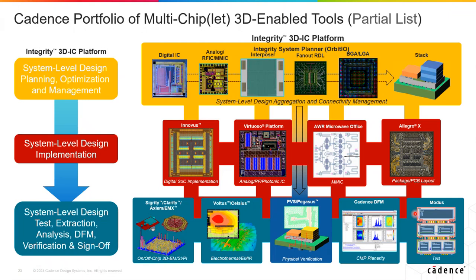Okay, as I mentioned, we have three steps in the overall design. We have planning, the actual designing, which we call design implementation, and the analysis and sign off. First, Integrity System Planner or Orbit IO is the first tool for planning. After the planning, each design implementation tool is used for actual design, and once all the designed dies and packages are connected, the overall system-level analysis and sign off is done.